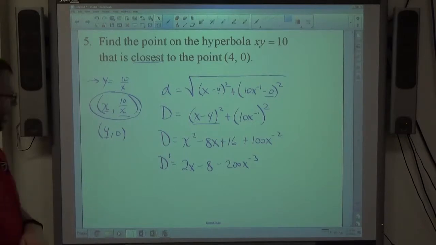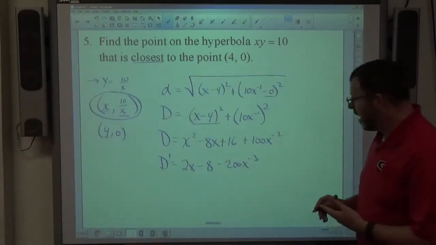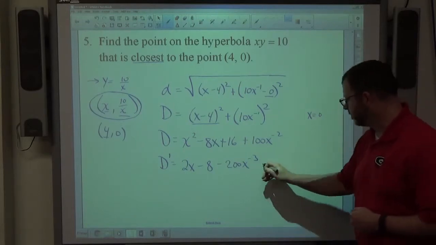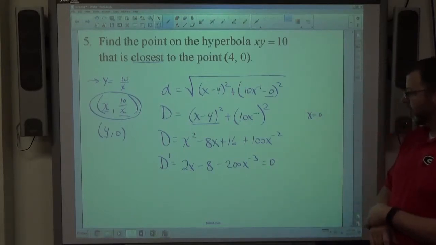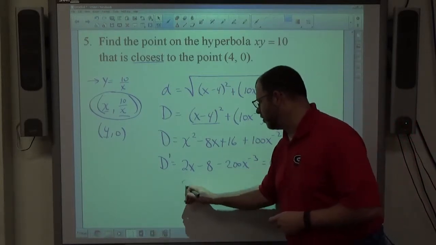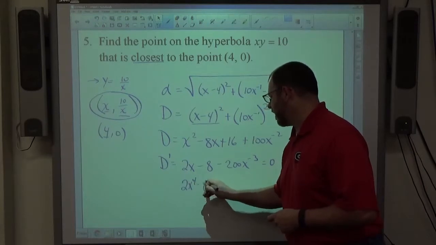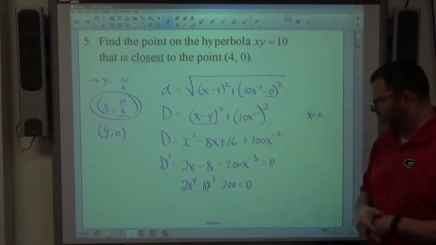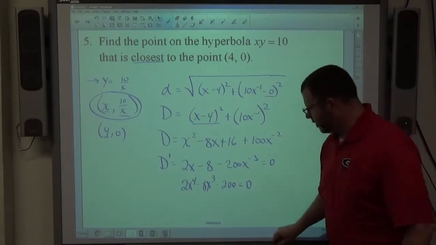At this point, I want to get that critical number. Obviously, x equals 0 is a critical number because that's division by 0. If I set this equal to 0, I'm going to first multiply by x to the third, so that gets me 2x to the fourth minus 8x to the third minus 200 equals 0. So that right there can be solved to find out answers.